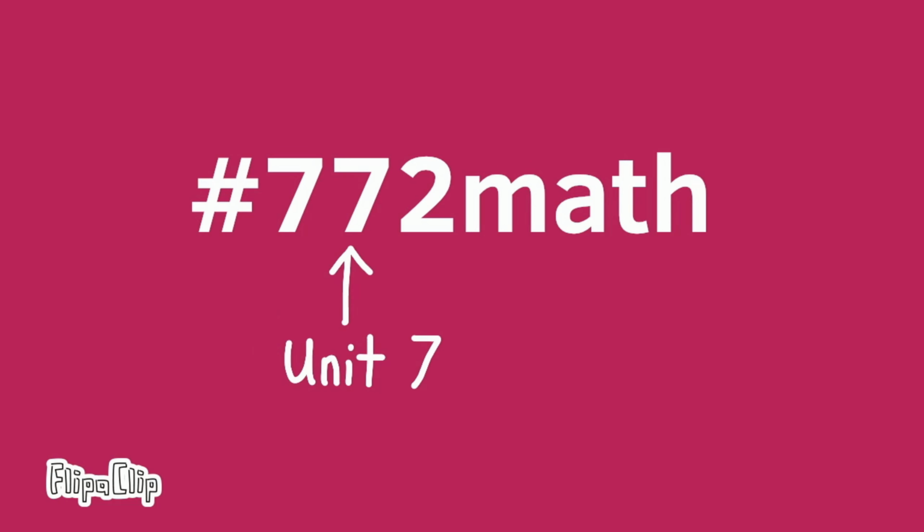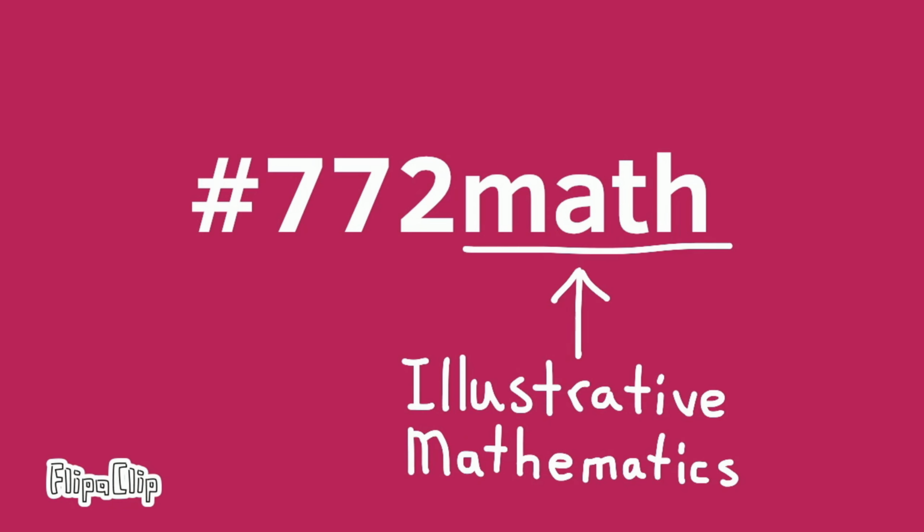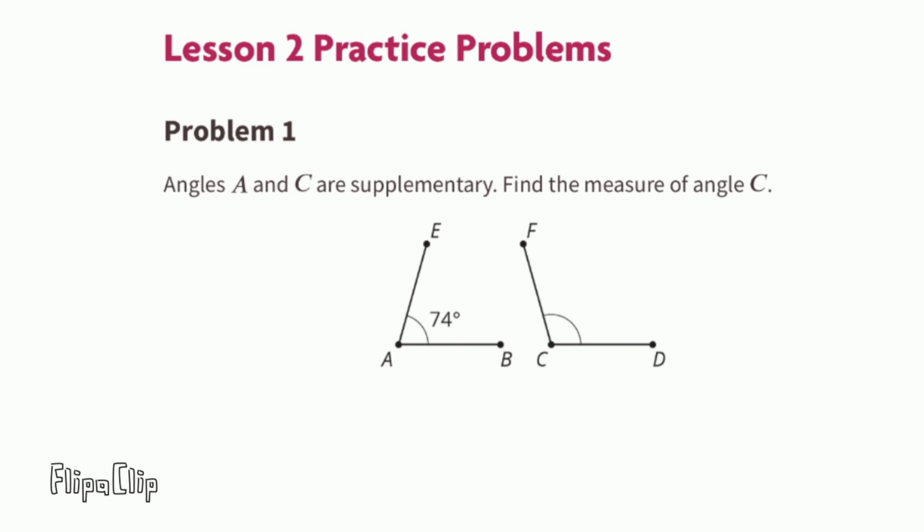Seventh grade, Unit 7, Lesson 2, Adjacent Angles, Illustrative Mathematics. Problem number 1. Angles A and C are supplementary. Find the measure of angle C.